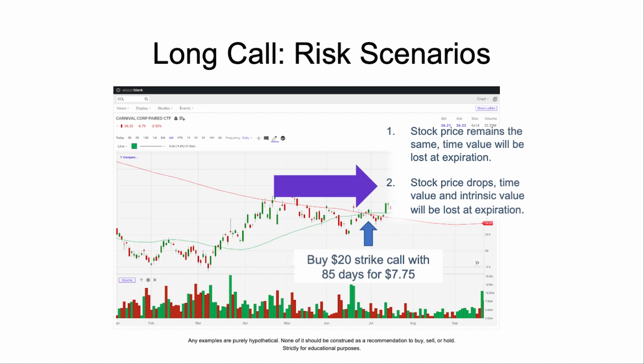Now, if the stock price drops, we will lose both time value as well as any intrinsic value that results from the drop in the stock price.